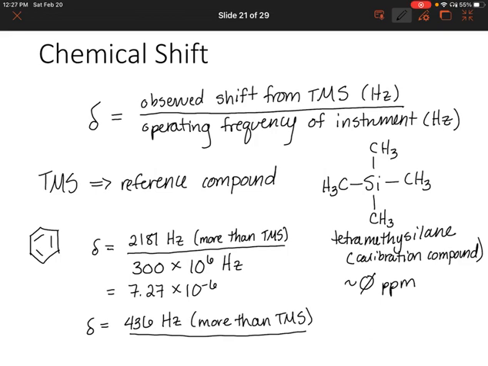Okay, so 60 megahertz would be 60 times 10 to the 6th. And if we plug that into our calculator, we're going to get the same exact value that we got before.